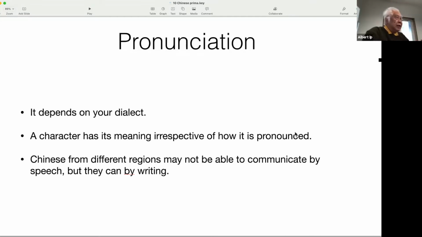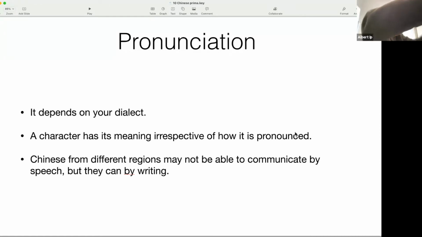Now, in terms of race, ethnic groups. In China, the major ethnic group is Han. Han represent about 98% of Chinese. So a majority of people are Han people. But even within the Han ethnic group, there are over 100 different dialects.